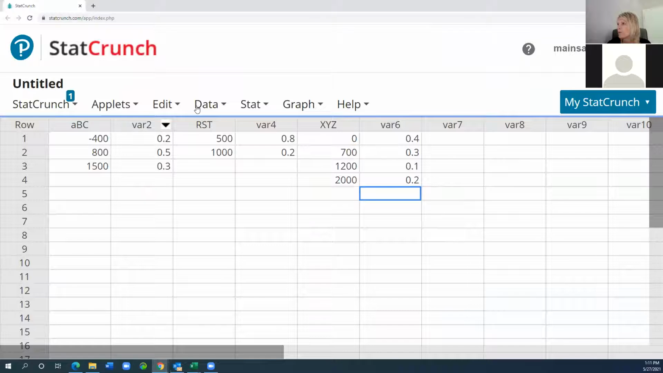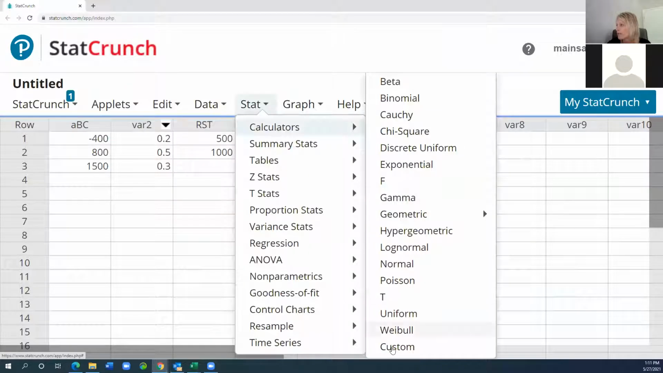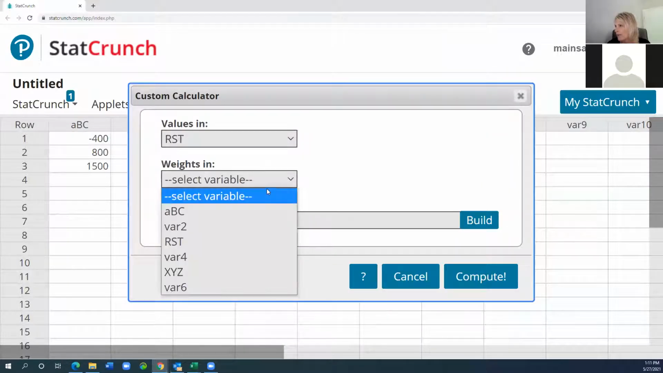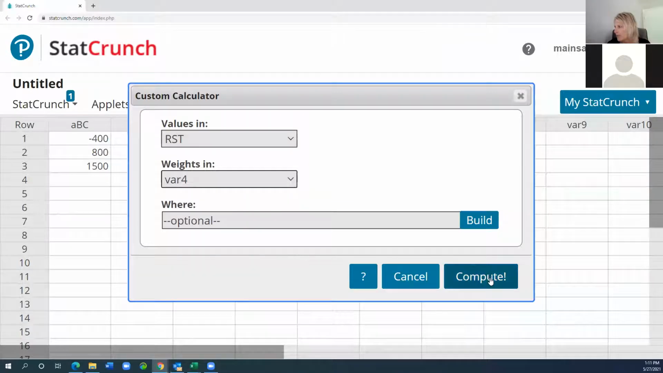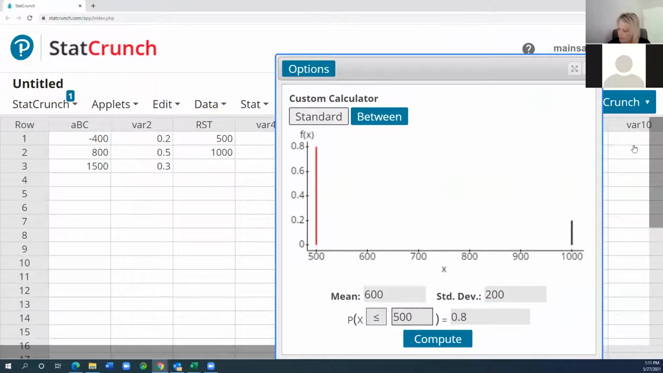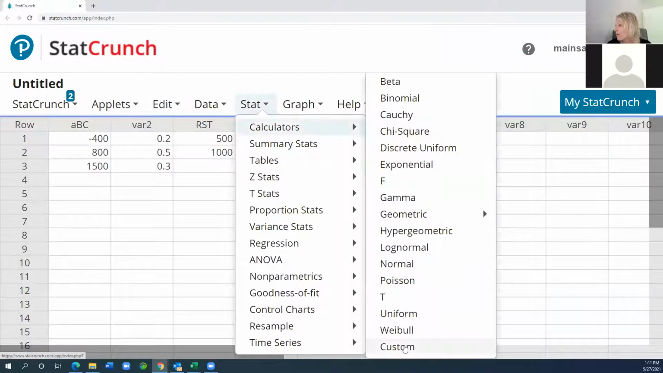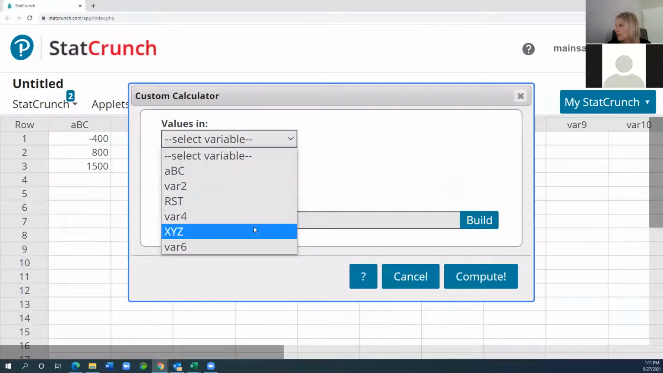And then we're going to go and do it again. So Stat and Calculators and Custom. This time I'm going to choose RST and then var 4 for its probabilities and hit compute. And RST only has an expected value of 600. So it's lower. And let's go and do it again for XYZ.